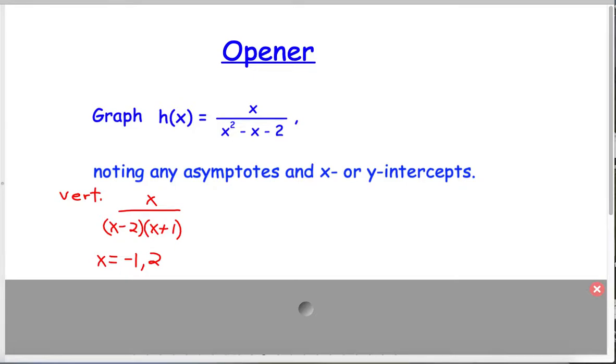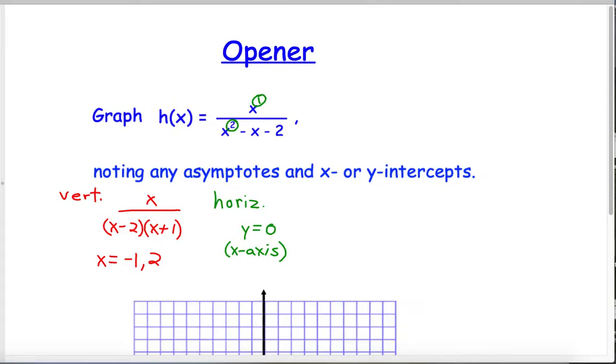What about horizontal asymptotes? Well, I need to look at the limit as x goes to positive and negative infinity. So what I need to do is look at the degree of the polynomials on top and bottom. And if the degree on the bottom is bigger, then the limit is going to 0. So we have a horizontal asymptote at y equals 0, or in other words, the x-axis. All right, and there's no factors that cancel in the numerator and denominator, so there's no holes in the graph. So I think we have enough now to go ahead and graph our function.